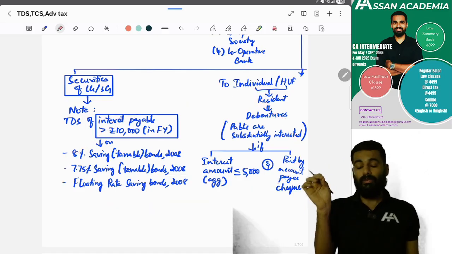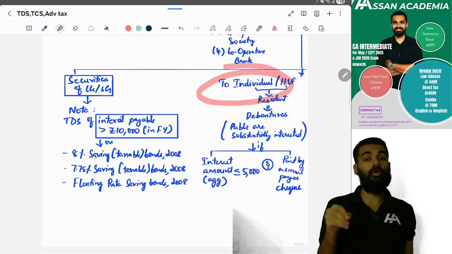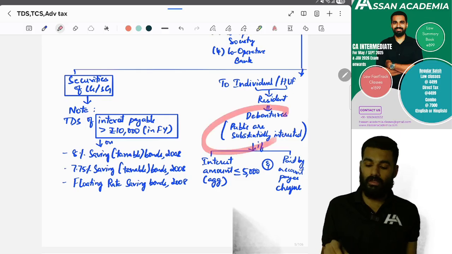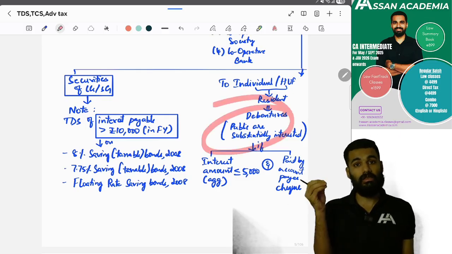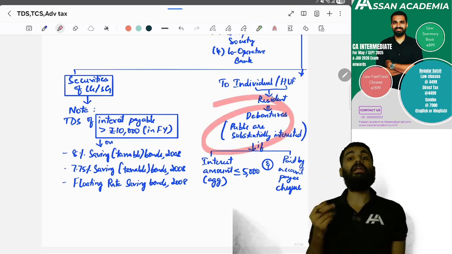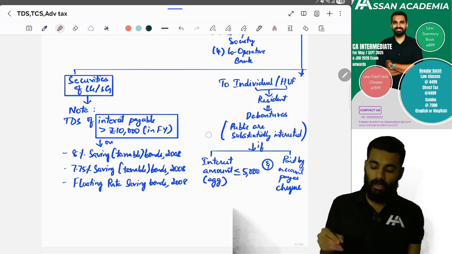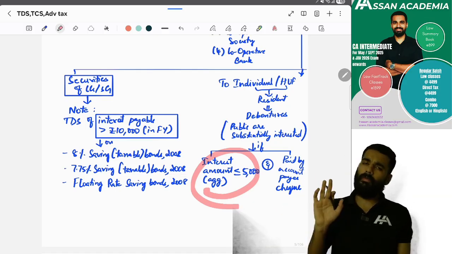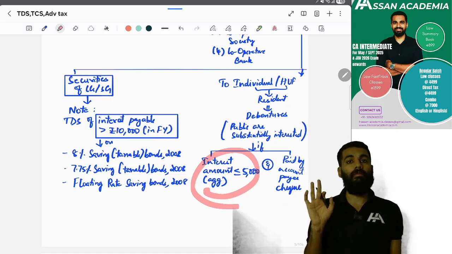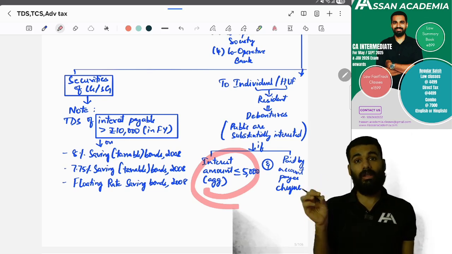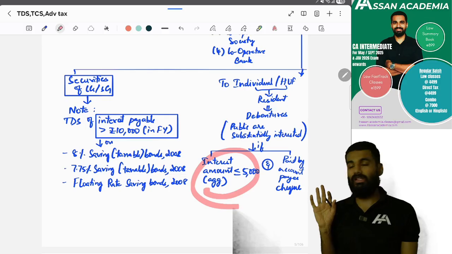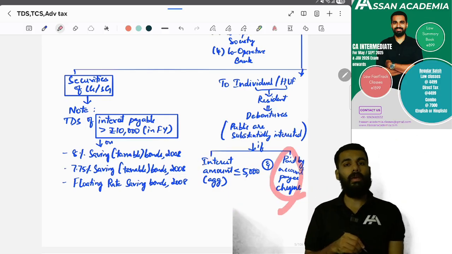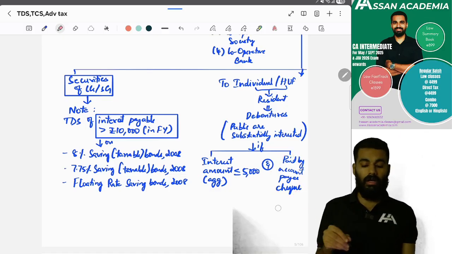If the payment is made to an individual or HUF who is a resident, and what kind of payment? Interest on debentures. Which debentures? Where the public are substantially interested, which is a public company. Then you have to see, is the amount more than 5,000 rupees, then TDS will be deducted. But if interest is up to 5,000 rupees in a financial year, and if the amount is paid by account payee cheque, then TDS will not be deducted.